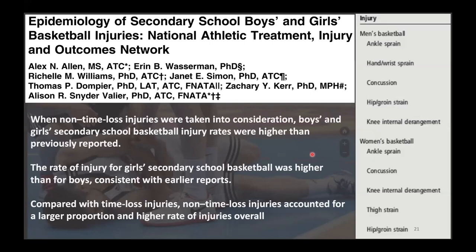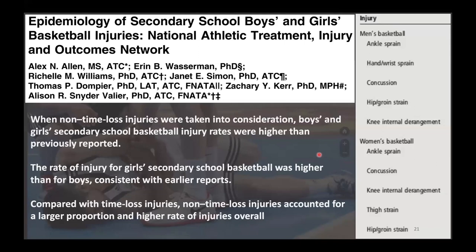So what do the authors say? They say that when non-time loss injuries were taken into consideration, in boys and girls secondary school basketball, injury rates were higher than previously reported. The rate of injury for girls secondary basketball was higher than for boys, consistent with earlier reports.